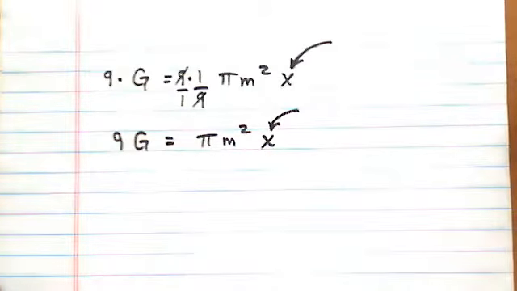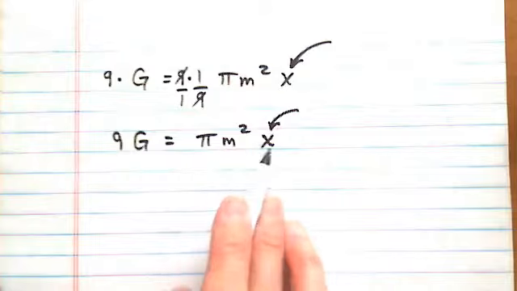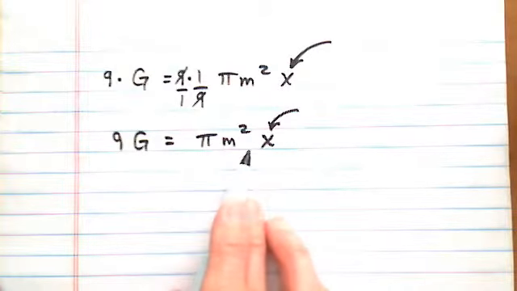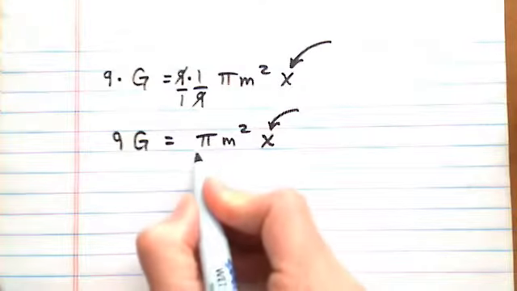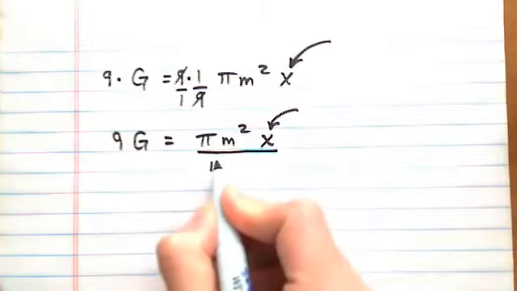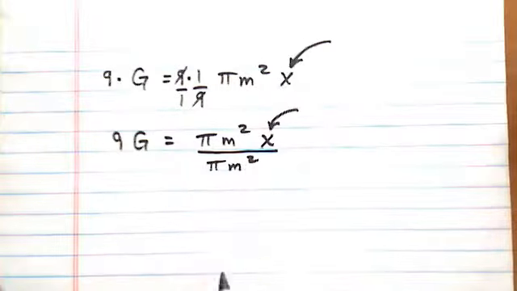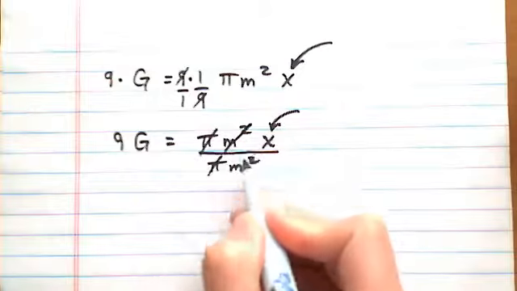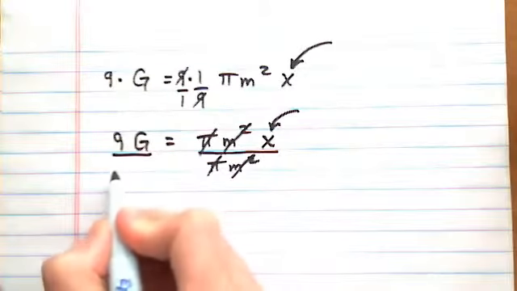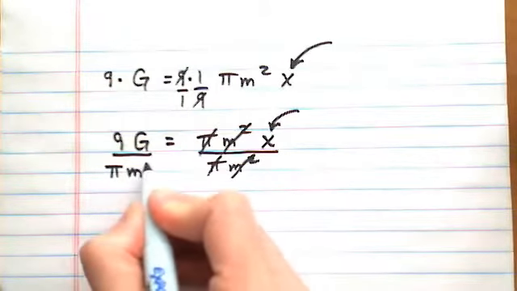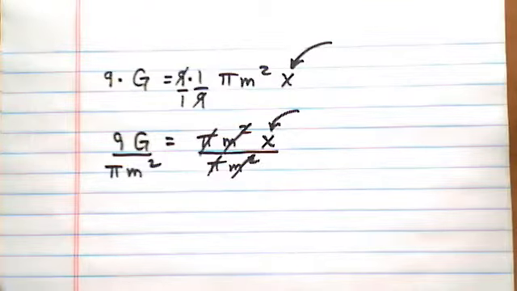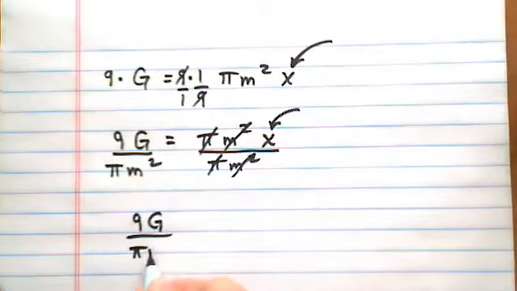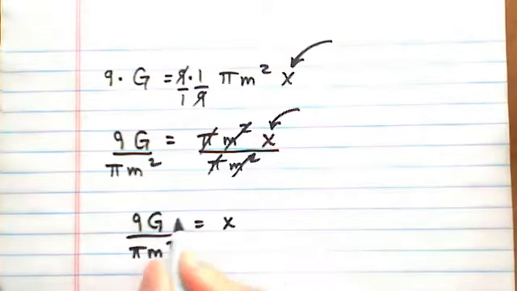And again, we're looking for x. And now we look and see, well, there's nothing being added or subtracted here, but we do have pi m squared being multiplied onto x. If it's being multiplied and I don't want it there, I need to divide it off. So remember to do the opposite operation. If I divide it off, that reduces to 1, that reduces to 1, and I have to balance it by dividing the exact same thing on the other side. And then we have our final answer. 9g over pi m squared is equal to x.